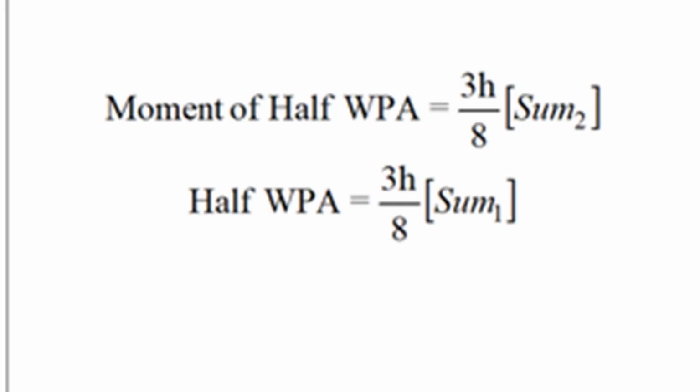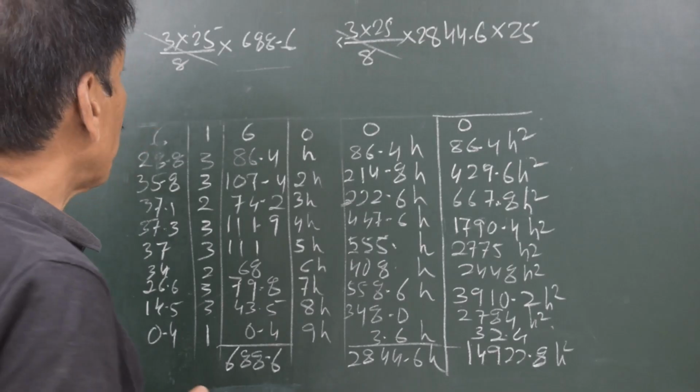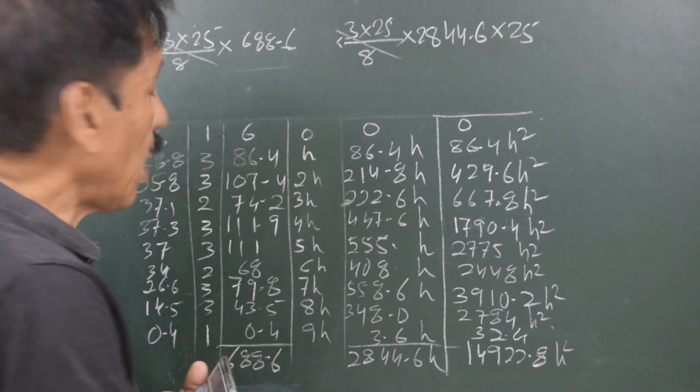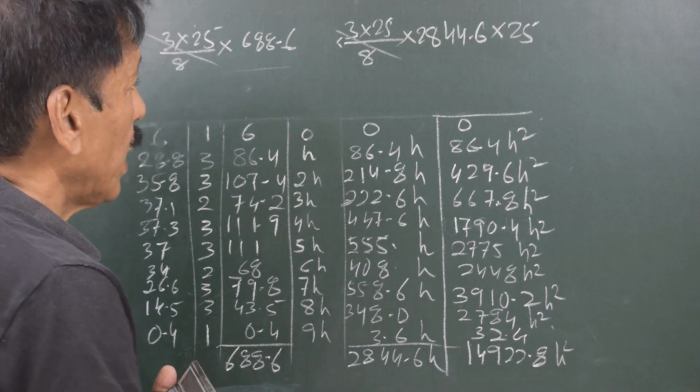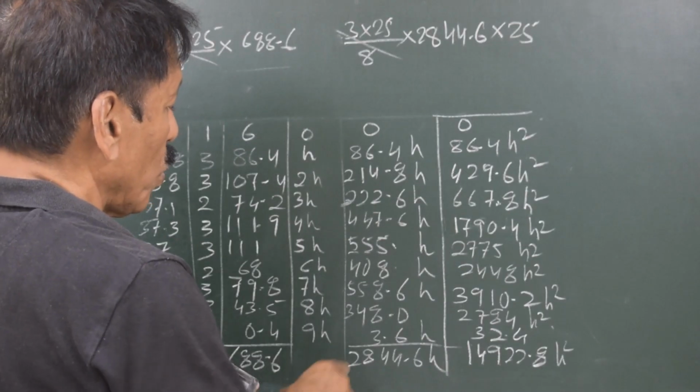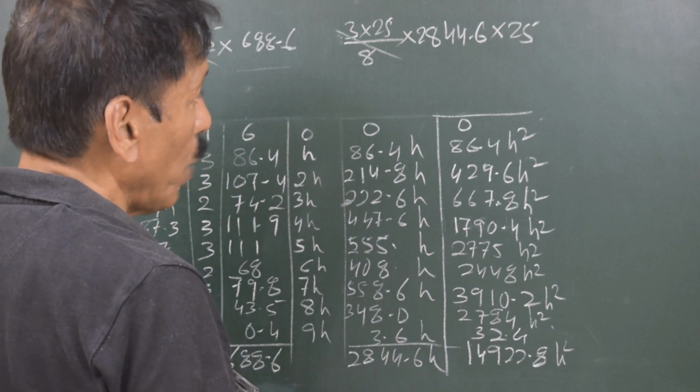Now what is the half area? Half area is 3h by 8 into 688.6, that is the sum one. And moment of half area is 3h by 8 into 2844.6 into h.